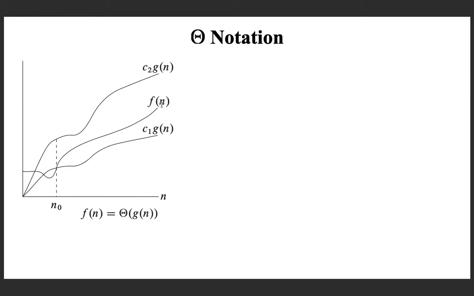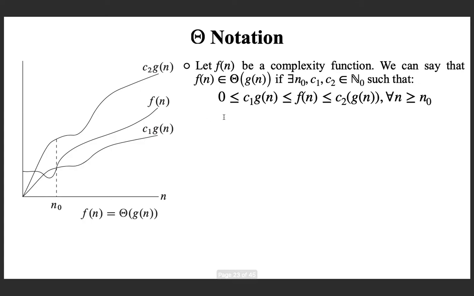The actual function is this middle one, and then you can say that it is in the order of g of n when you can get an upper bound. Upper bound means you can have another graph which will always go above this graph. Lower bound means beyond a point, this graph will always be below the original graph. So, this is a mathematical representation.